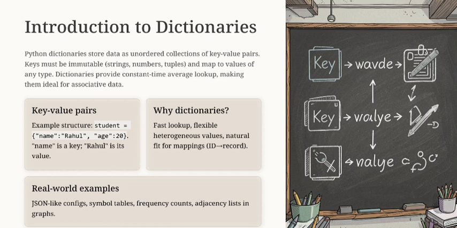And there are rules. Dictionary keys must be immutable. Examples of valid keys are strings, numbers, tuples. For example, here you can see name is equal to Rahul. And one more thing: keys cannot be lists because lists can change. If you want to write these things in your notebook, you can do it now.